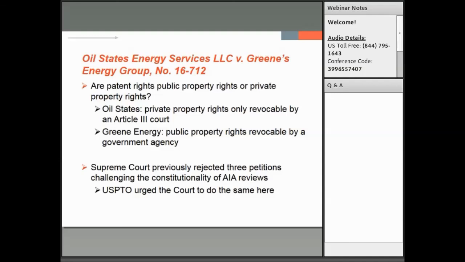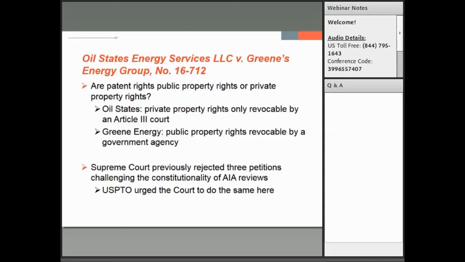Now, the Federal Circuit previously ruled on this issue in 2015, and it said that patent rights are public property rights, and because Congress has the right to delegate disputes over public rights to administrative agencies, AIA proceedings are therefore constitutional. The Federal Circuit also noted in that decision that Congress had the authority to delegate to the Patent Office the power to issue patents, so it would be kind of odd if Congress could not also authorize the Patent Office to reconsider its own decisions.